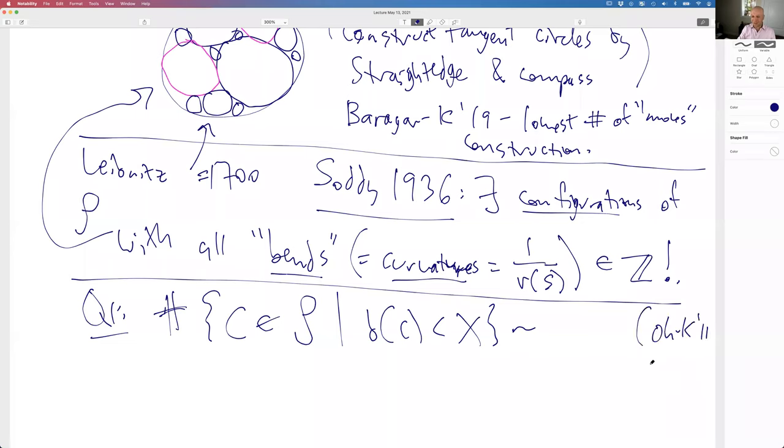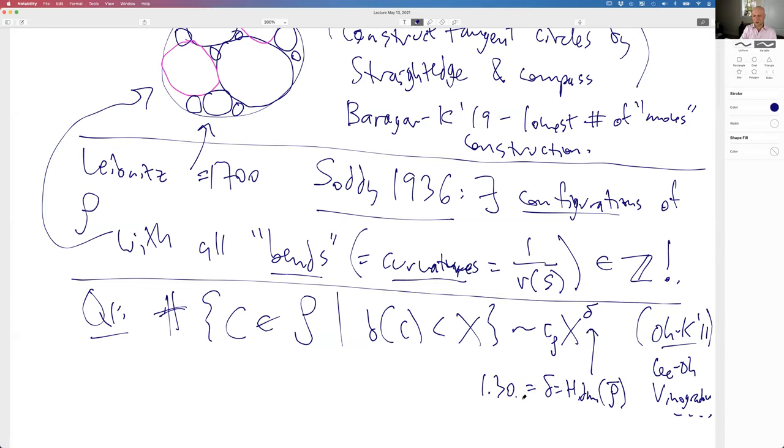It's hard to imagine, and made more precise by lots of authors, including Min Li and Hio and Ilya Vinogradov and many, many others. The asymptotic formula here is some constant that depends on the packing. The rate of growth is x to the Hausdorff dimension. So delta is the Hausdorff dimension of the limit set of this packing. And this is some number, 1.30 and so on.